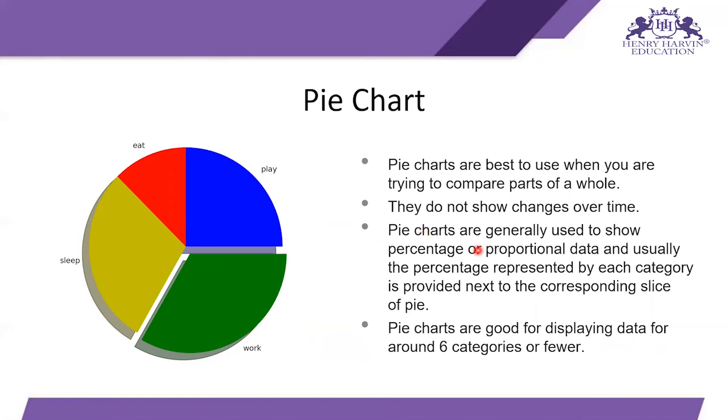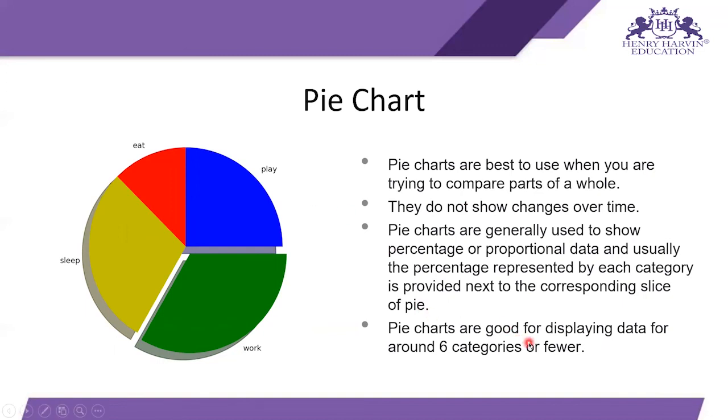Pie charts are generally used to show percentage or proportional data, and usually the percentage represented by each category is provided next to the corresponding slice of the pie. So this slice of the pie shows how much time you are giving to playing, how much time to work, how much time to sleep, and how much time to eat. This is how you can see how you are managing your 24 hours of a particular day in various activities.